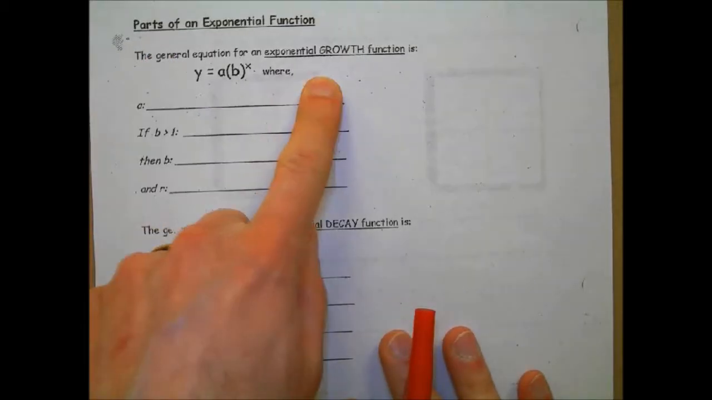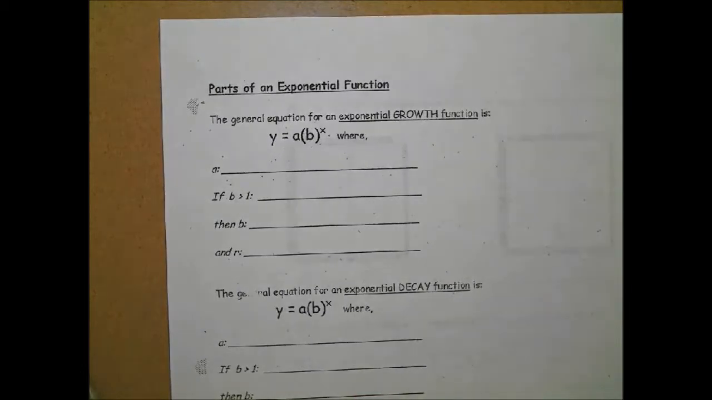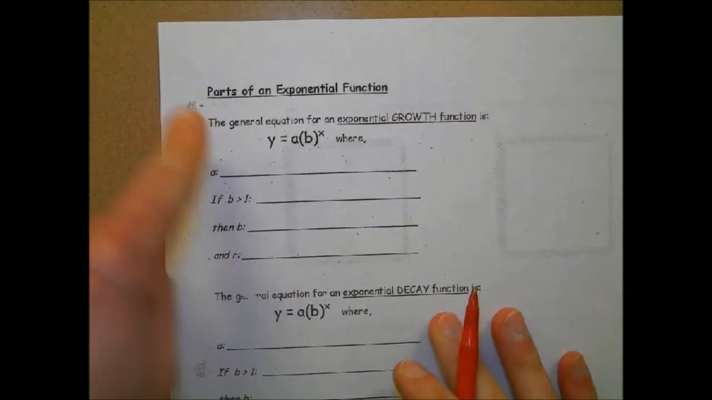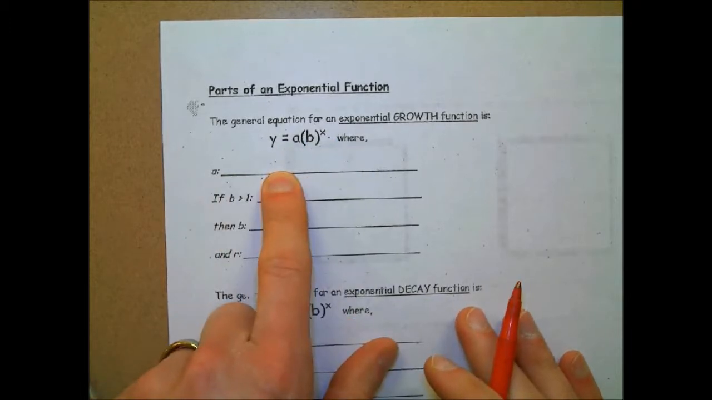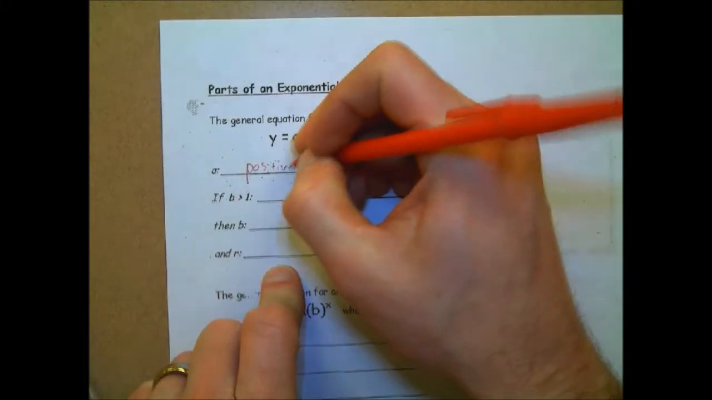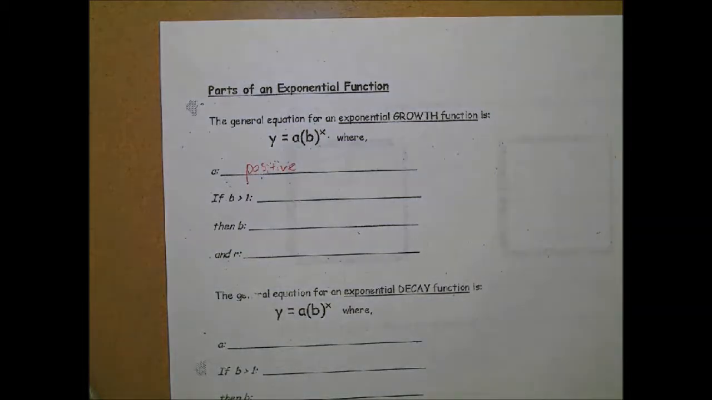First one we're going to talk about is exponential growth. So I'll zoom in on the top part there. The general equation for an exponential growth function is y equals a times b to the x, where a has to be positive. If b is greater than 1, this shall be an exponential growth.